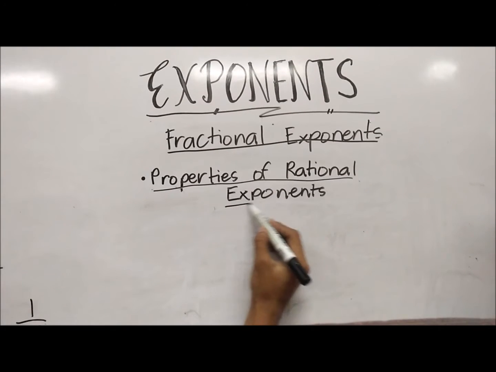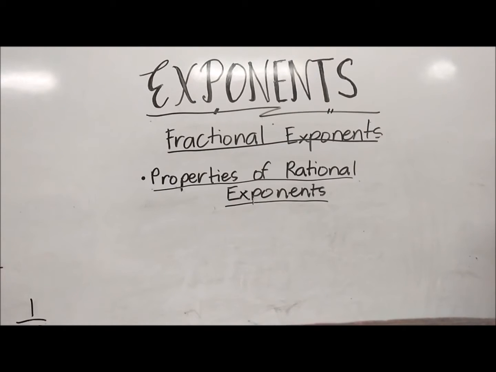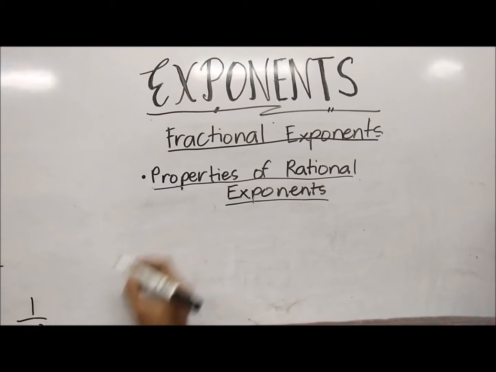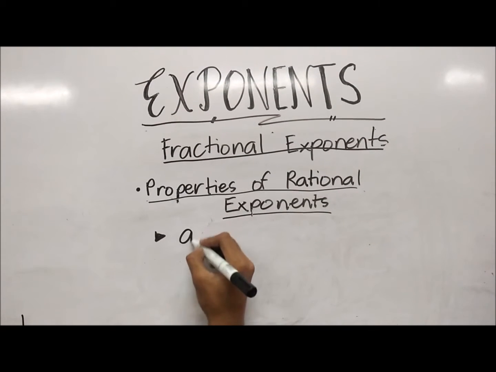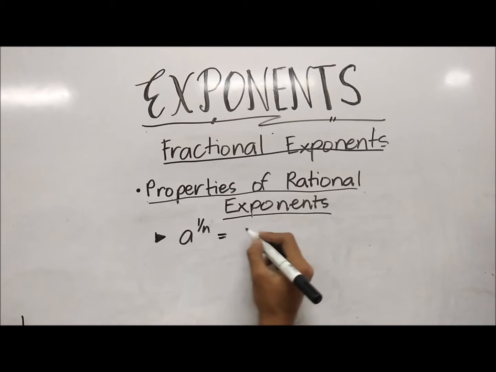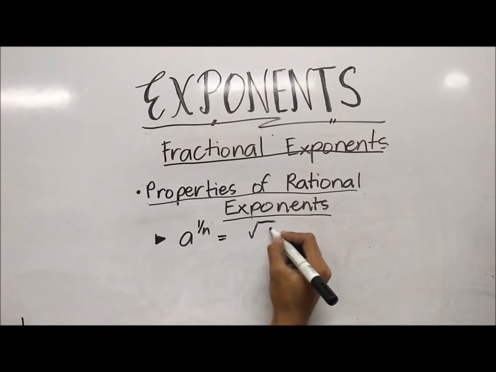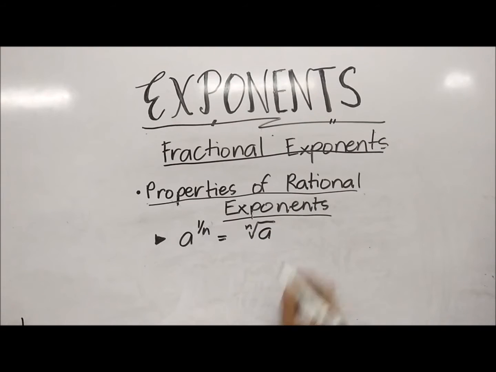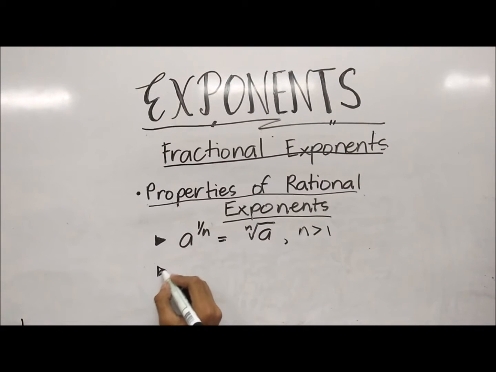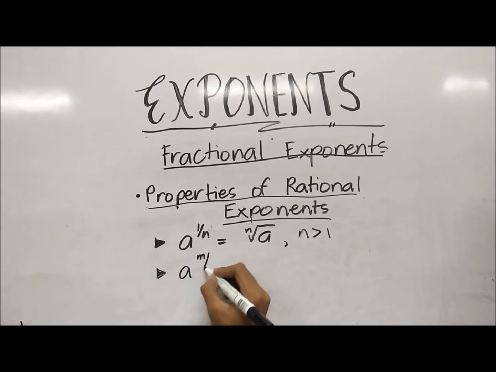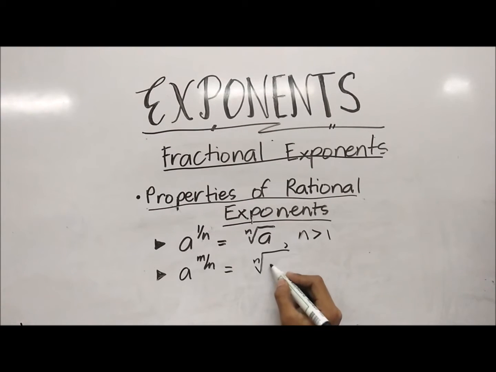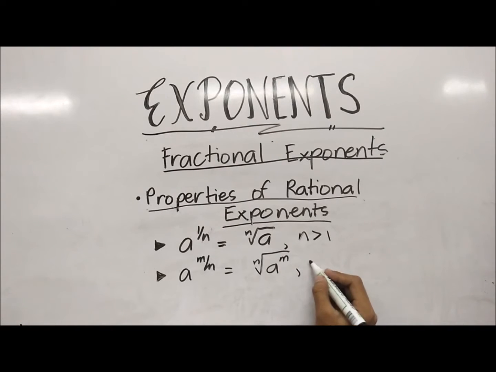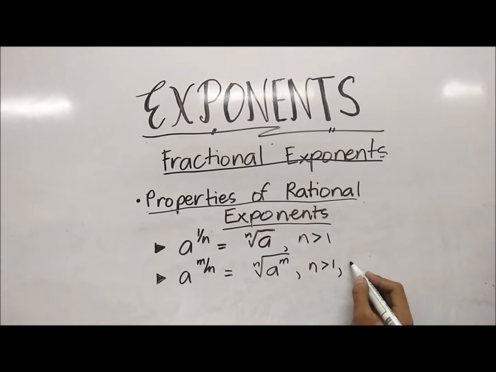Given that a, m, and n are natural or counting numbers, there are 3 cases to evaluate such expressions. First, if you have a raised to 1 over n, you can simply write it as the nth root of a, for n greater than 1. Second, if you have a raised to m over n, you can simply write it as the nth root of a raised to m, for n greater than 1 and n positive.